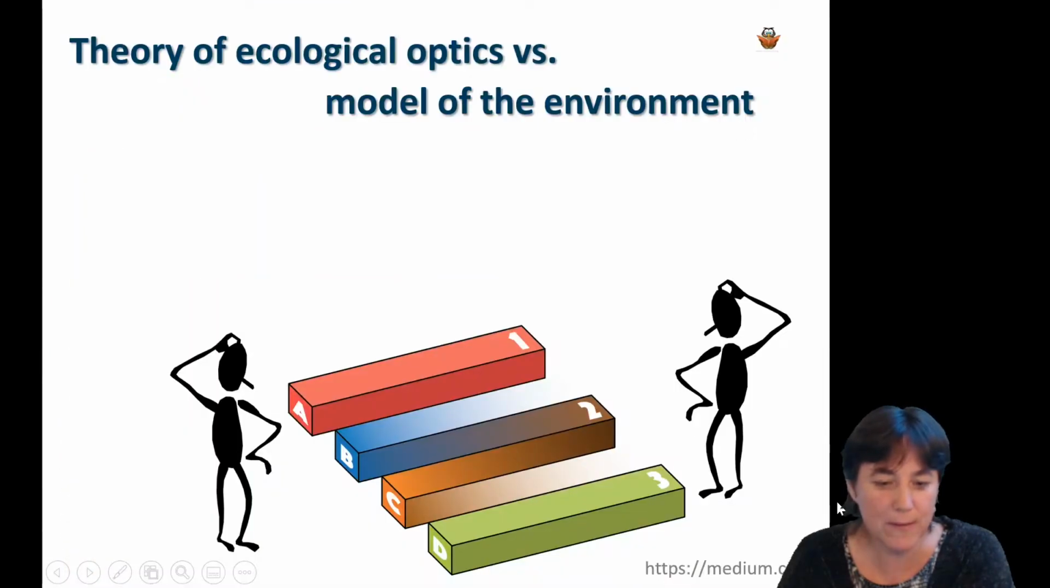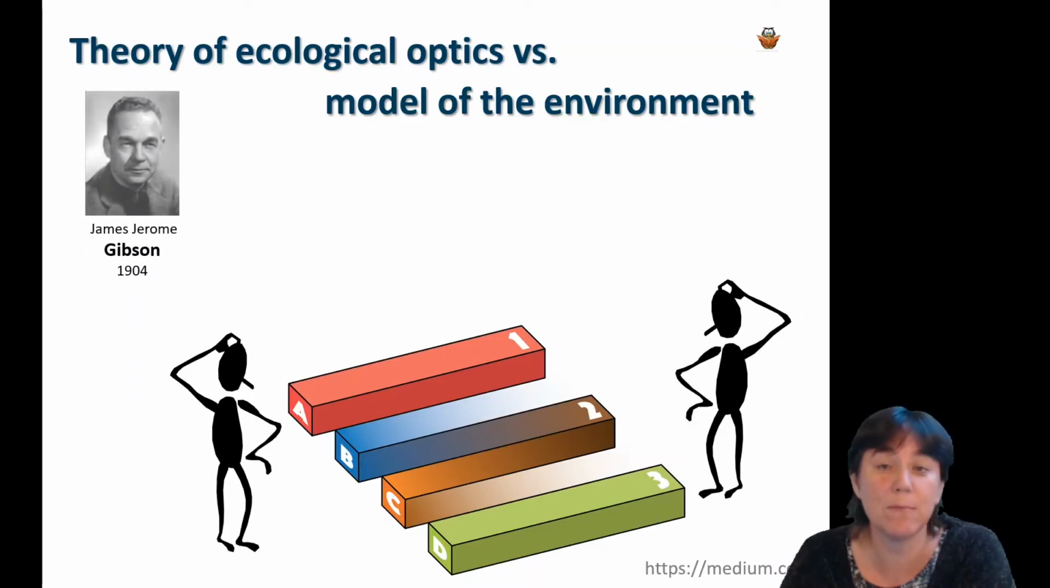Okay, but let's proceed. First, two important theories. One is the ecological optics theory related to James Jerome Gibson, as opposed to the model of the environment. Gibson claimed that the sensory input hitting our visual and other sensory systems is perfectly enough to explain how we manage to solve ordinary problems and come across our general world.